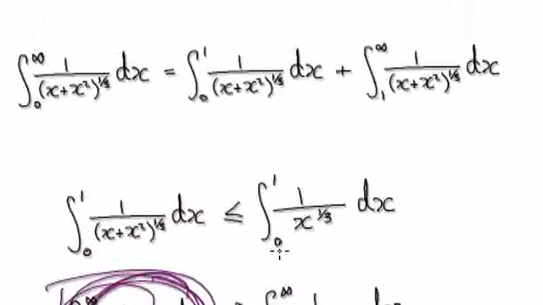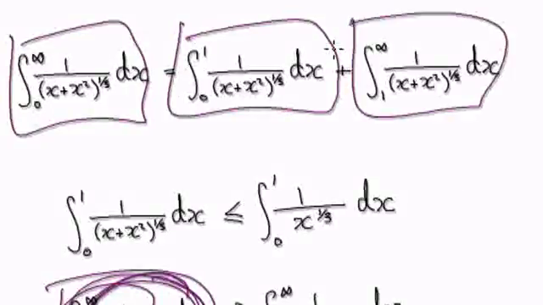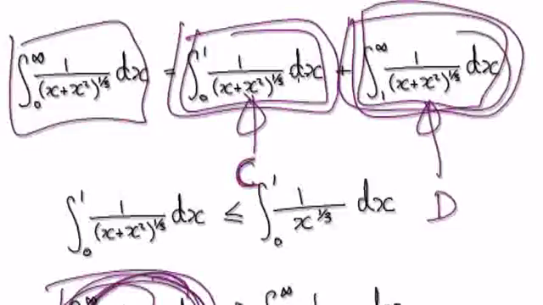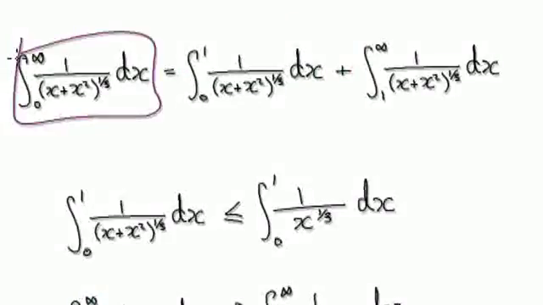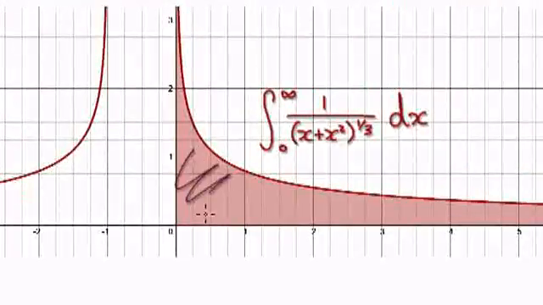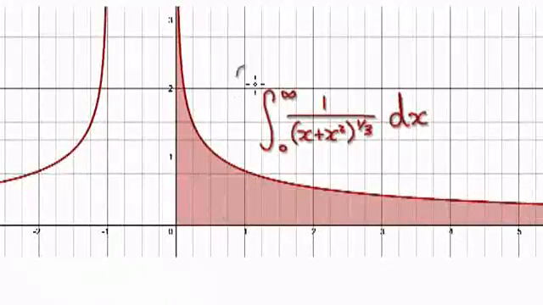So going back to here, we're going to break it up into two separate integrals. This integral here is going to converge. We've just seen that this other one is going to diverge. So you've got something that converges plus something that diverges, then the whole thing is going to diverge, meaning this area is just going to get bigger and bigger and bigger. So this integral is going to diverge.